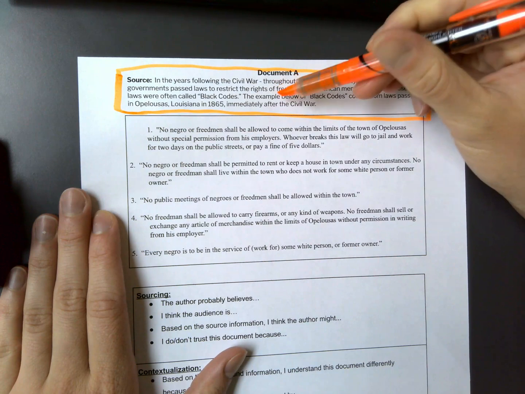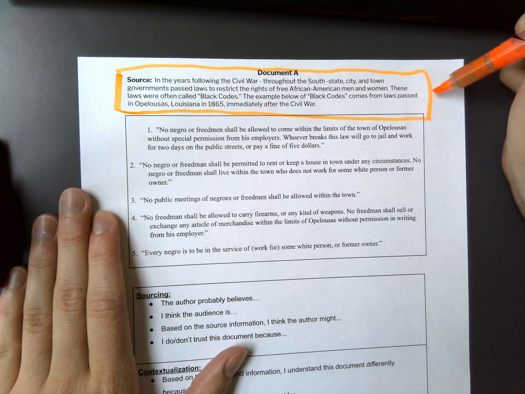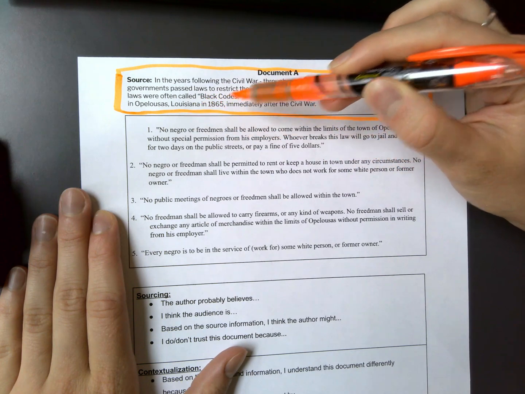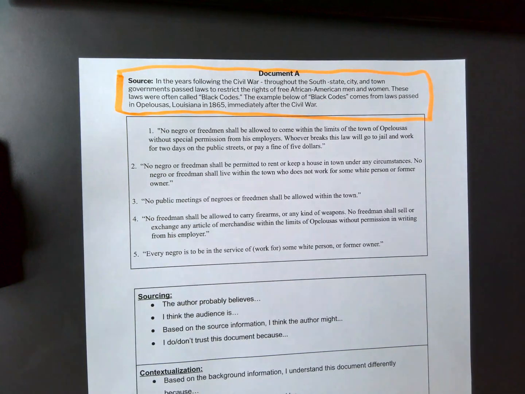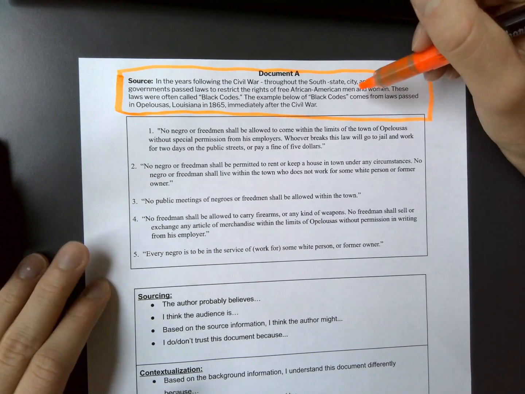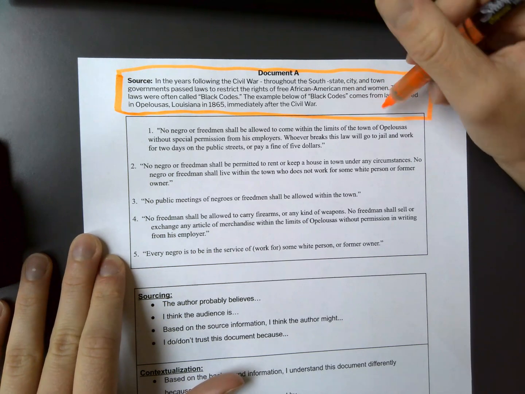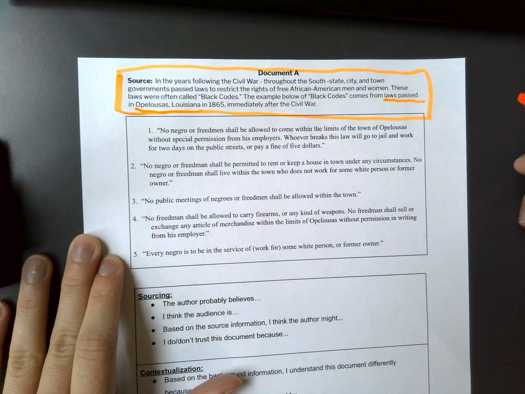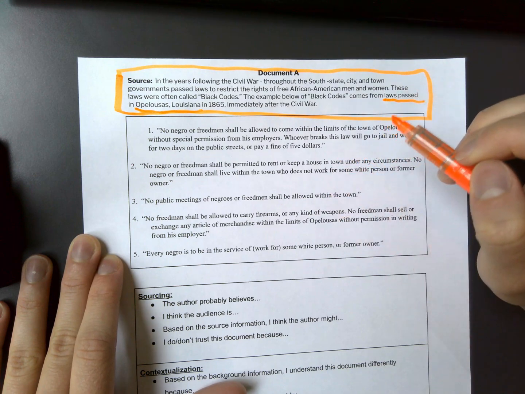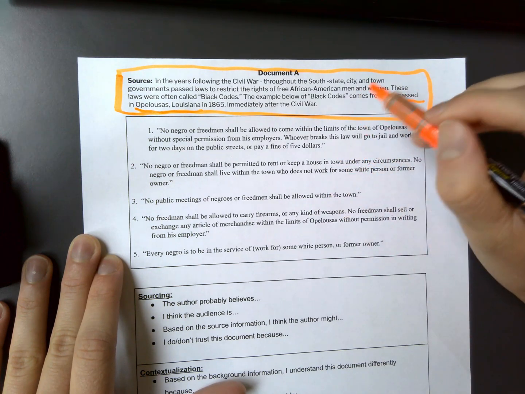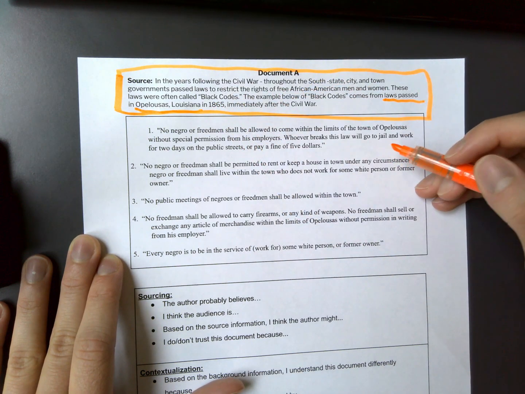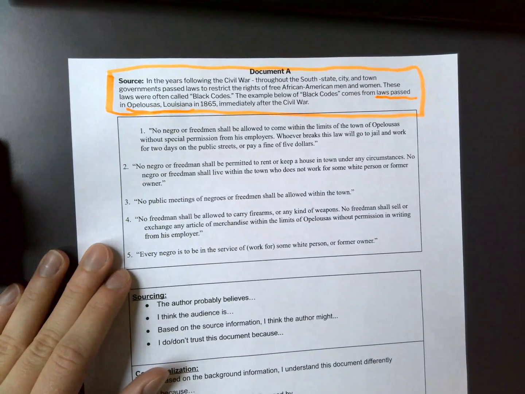And this last sentence says, the example below of black codes comes from laws passed in Opelousas, Louisiana. I hope I'm saying that right. In 1865, immediately after the Civil War. So I'm just going to assume that this document is coming from lawmakers from Louisiana. So whoever is in charge of making laws in that town is the author of this document. And I'm going to assume, since we're in the South in 1865, that these are white men passing laws in Louisiana. Okay? So that's who wrote this.